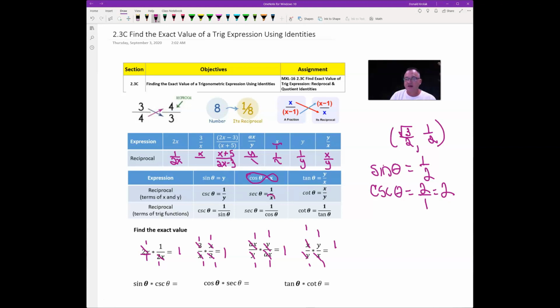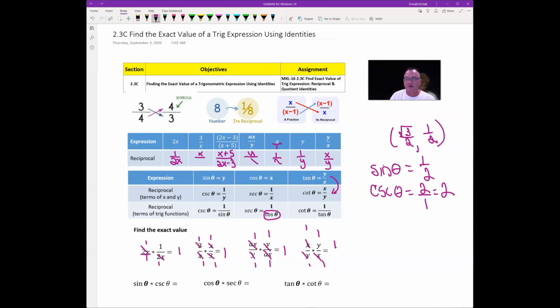So I can take out this x and I can replace it with the term cosine because they're equal to each other. So secant can be written as 1/cosine. They're the same thing.